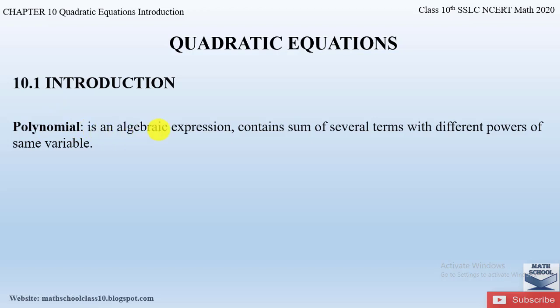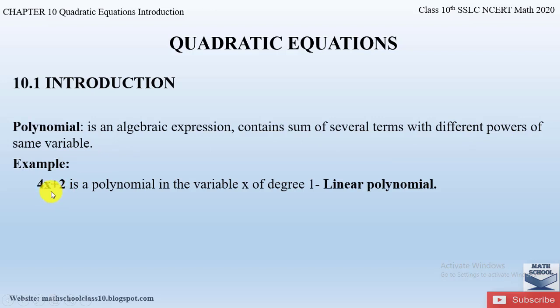A polynomial is an algebraic expression that contains a sum of several terms with different powers of the same variable. For example, this is a polynomial with variable x, and the power of x is 1. So this is a polynomial with variable x of degree 1 or power 1. This type of polynomial is called a linear polynomial.